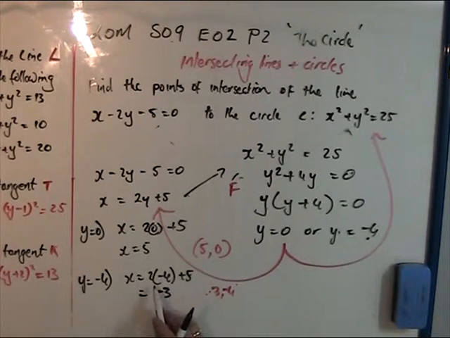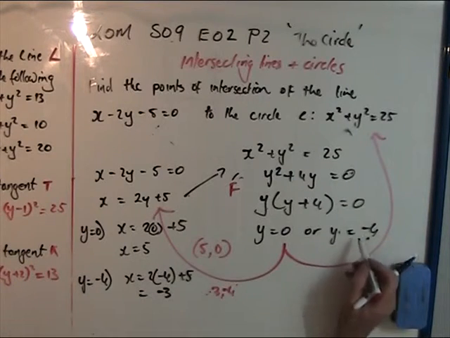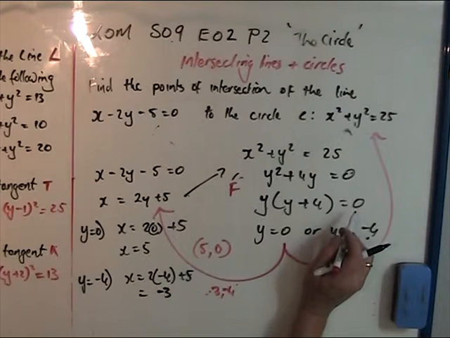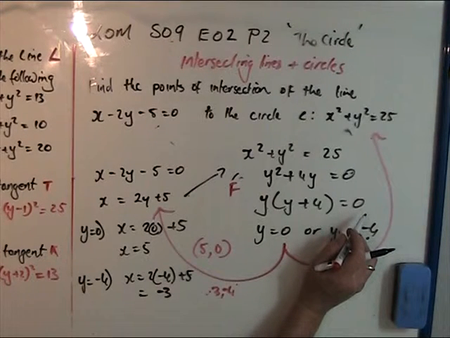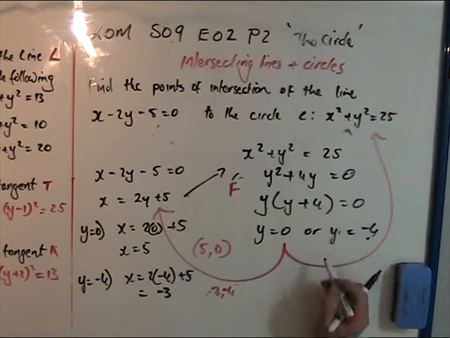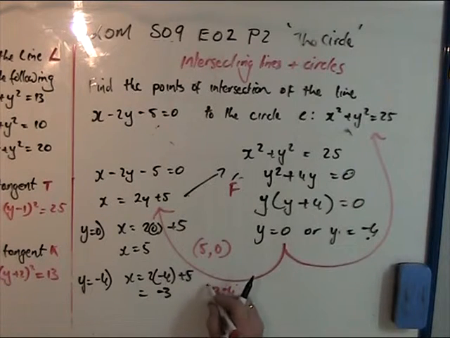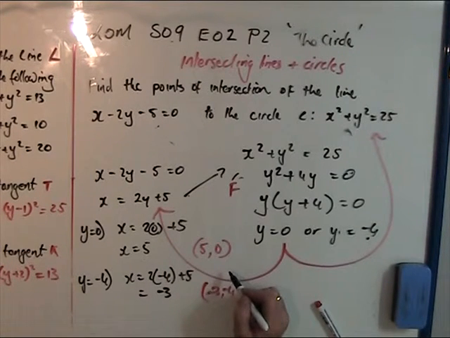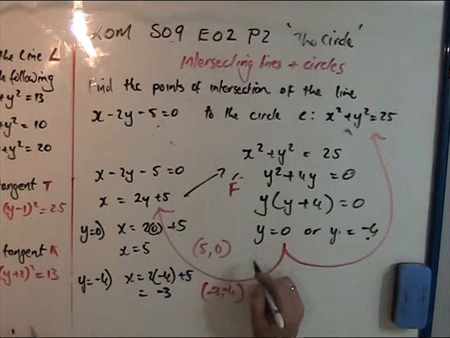So let's have a look at this again. So y is equal to minus 4. The factors look okay, it all seems to be okay by me. So y is equal to minus 4, and we get minus 3, minus 4. I'm just checking those answers. And these are the points of intersection of the line and the circle. And it's actually a secant. Now it's got 2 points of intersection here.